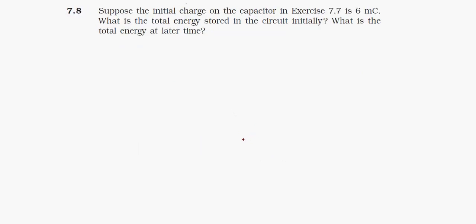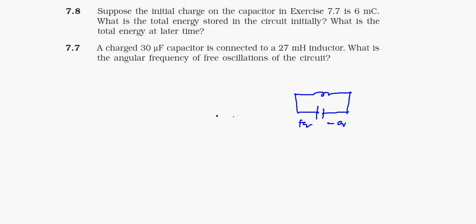Question number 7.8. Suppose the initial charge on the capacitor in exercise 7.7 is 6 millicoulomb. What is the total energy stored in the circuit initially? What is the total energy at later time? In exercise 7.7, we had an inductor and a capacitor, and here it's saying the initial charge on the capacitor is 6 millicoulomb. So Q is 6 millicoulomb.